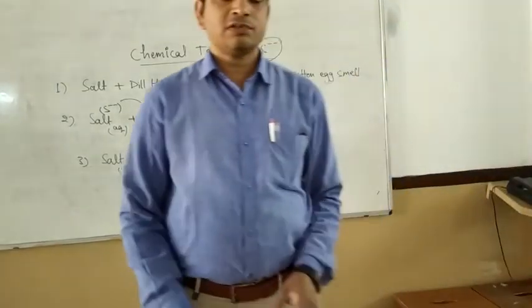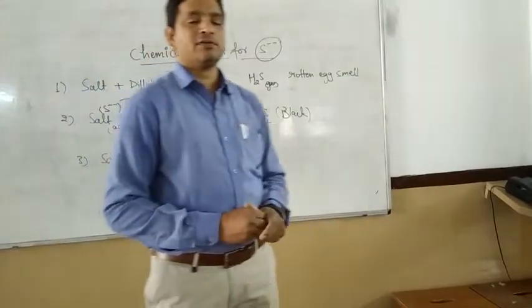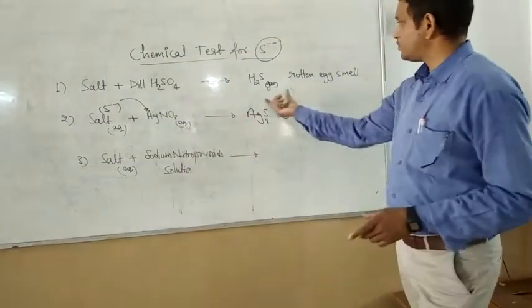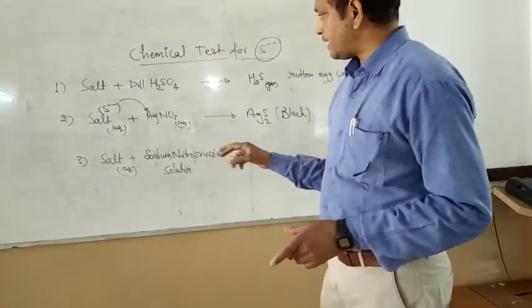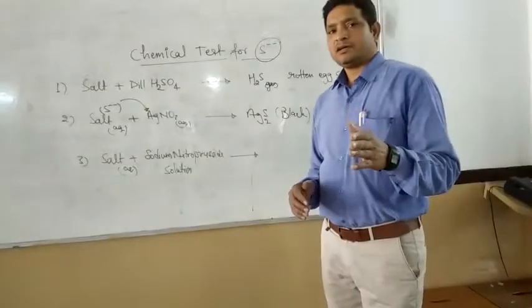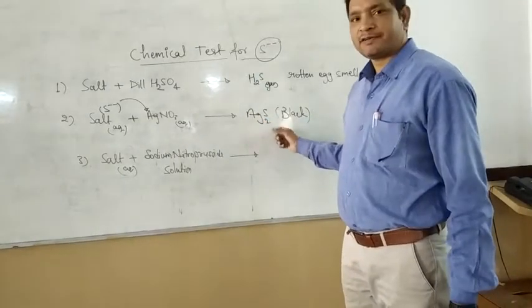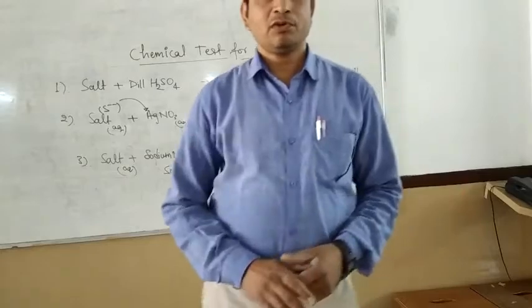Okay, so these are the 3 chemical tests by which we can test the sulfide ion. First we add dilute sulfuric acid, then you will find a rotten-egg smell of hydrogen sulfide gas, and in the aqueous solution of this salt we add silver nitrate. Other than silver nitrate, you can add lead acetate solution also. In both cases you will find a black precipitate. Okay, so I hope you understand, and this will help you. Thank you.